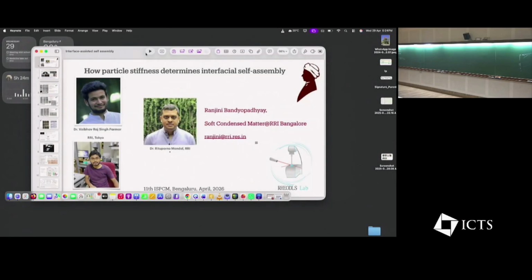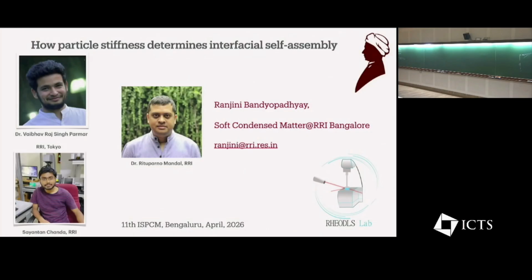Okay, so I'll try to be quick. I'm going to tell you about some experiments and simulations performed by my students Vaibhav and Sayantan. Vaibhav is now a postdoc at University of Tokyo. Rituparno was the inspiration behind our foray into simulations. He's my brand new colleague at RRI.